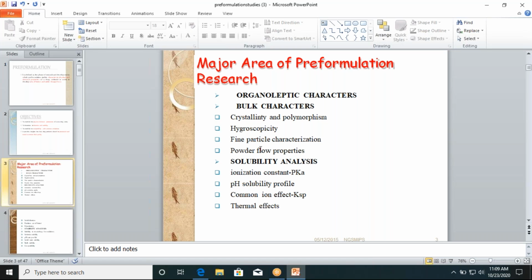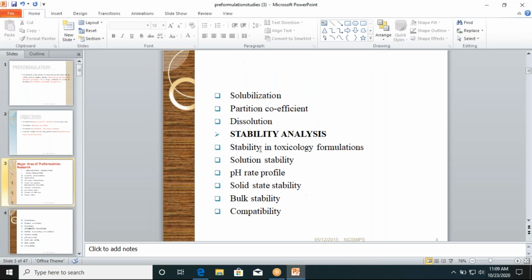Solubility analysis of a drug is very important. So how will you determine the solubility analysis? First, you will determine the ionization constant, that is by pKa determination, and you will go for the pH solubility profile, and the common ion effect of the drug will be determined, and the thermal effect. So these are some of the solubility analysis profiles of the drug that you will be doing.